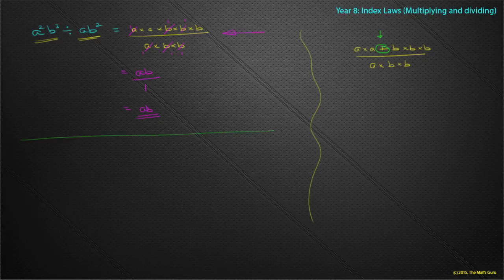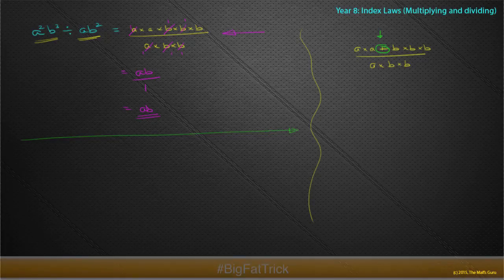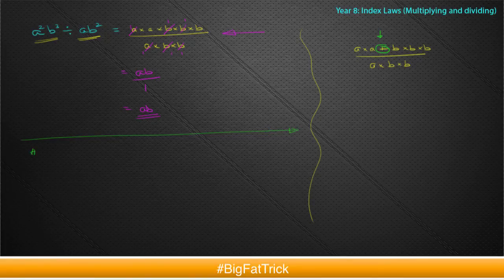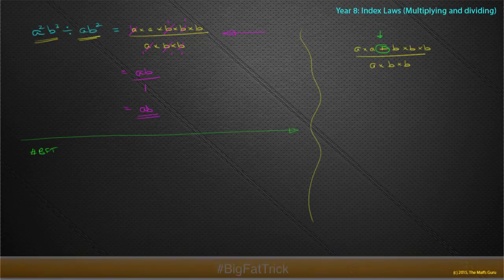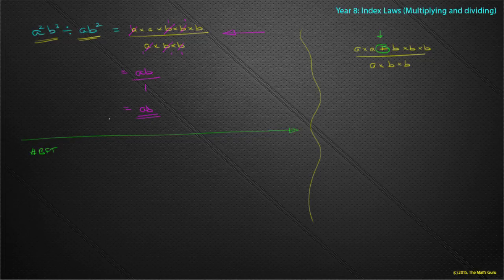Now, what is maths? I hear you screaming in the background saying, hold on a moment, it's hashtag BFT, all right? Hashtag big fat trick. So let's just see whether we can come up with something. Let's go back to this a divided by a business, shall we? Well, we've already decided that if I have a divided by a, that must be equal to 1, because you divide anything by itself, it's equal to 1, yes?